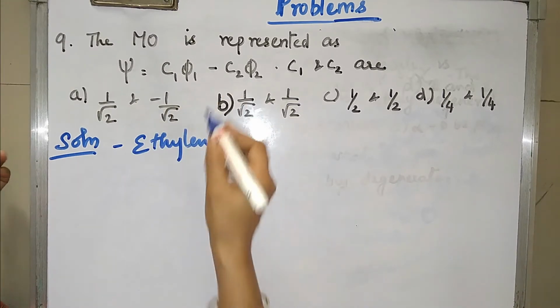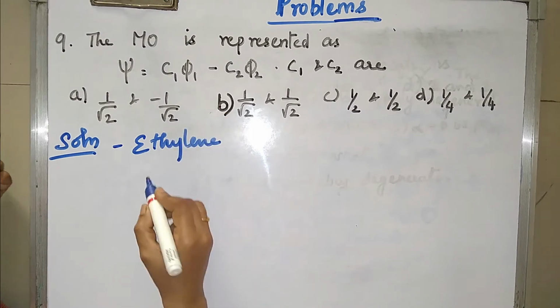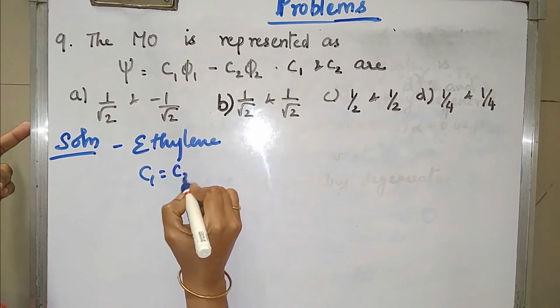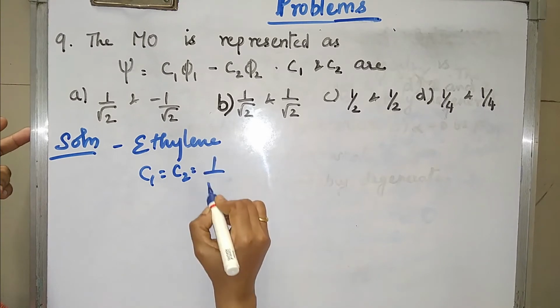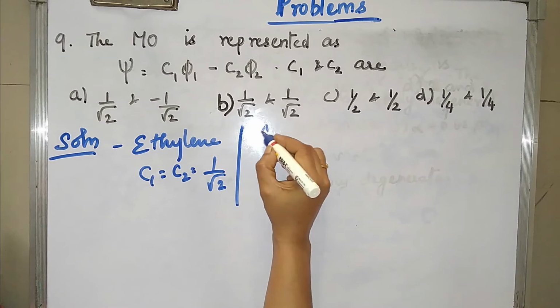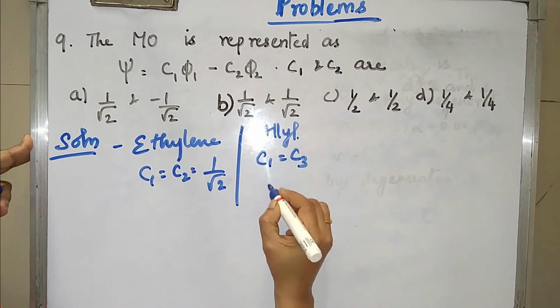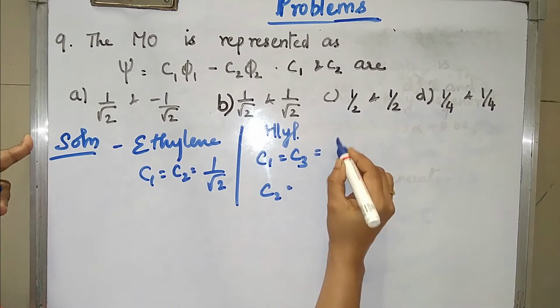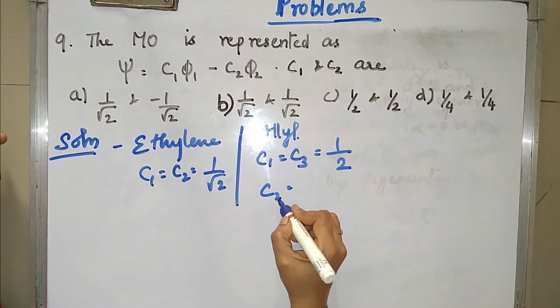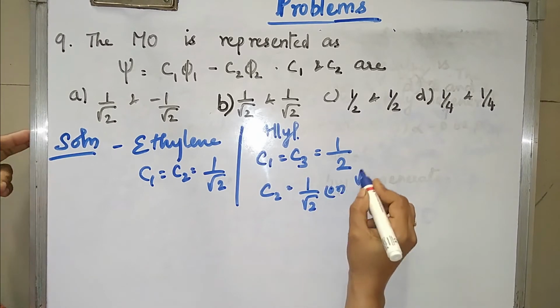In that ethylene, I already said in the previous video, the tricks also I explained clearly. In ethylene, C1 is equal to C2, that is 1 by root 2. In the case of an allyl group, C1 is equal to C3 and C2 is separate. C1 and C3 are equal to 1 by 2 and C2 is 1 by root 2, or we can say it as root 2 by 2.